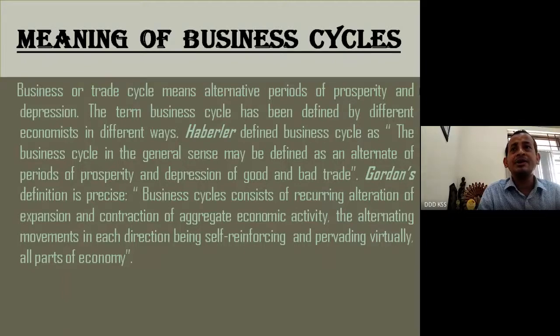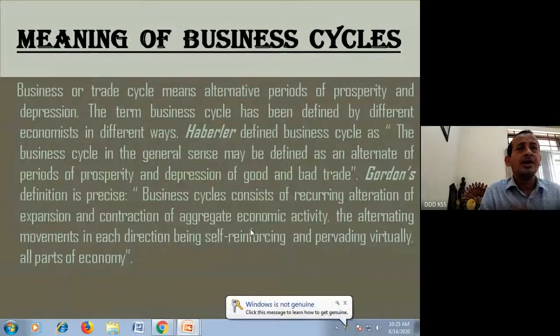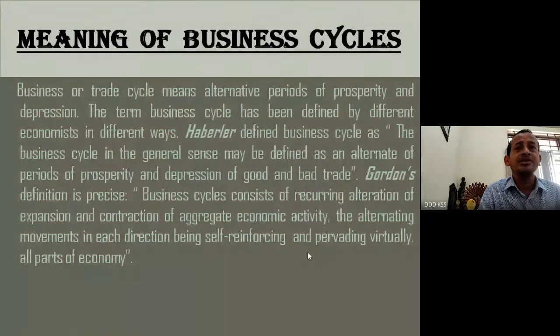Then another definition is given by Gordon. Gordon said that a business cycle consists of recurring alternation of expansion and contraction. Expansion means trade expansion, trade is spreading, and contraction means lowering or reducing of business volume. That is similar to the depression of aggregate economic activity. Aggregate economic activity means economic activity in general as a whole. Then the alternating movement in each direction is self-reinforcing and pervading virtually all parts of the economy.